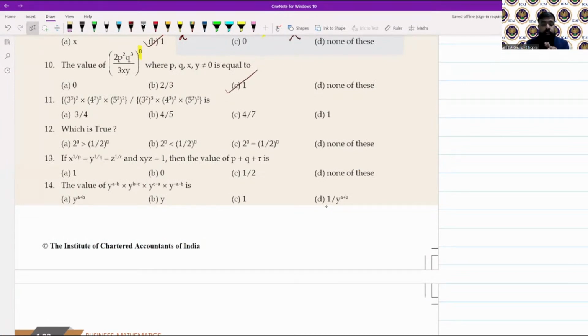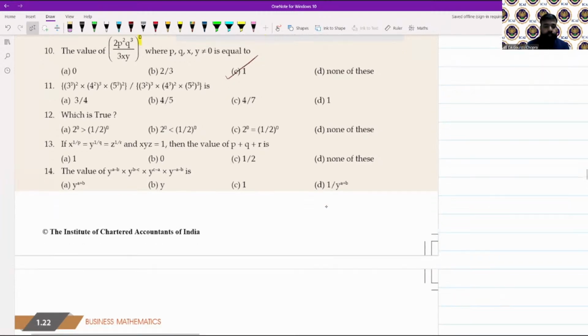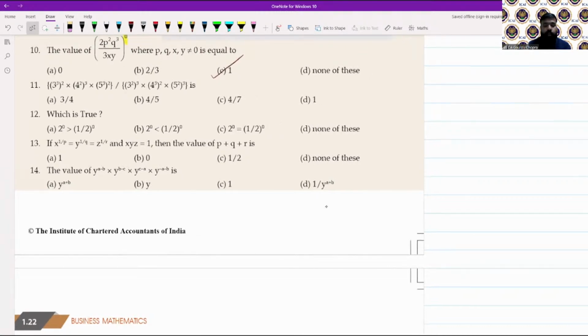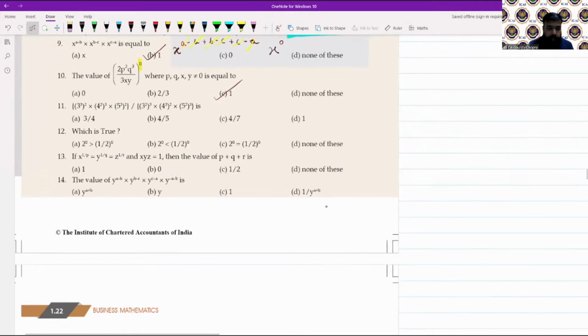Okay. So welcome back again. So now we have done till question number 10. Now it's time for question number 11. So question number 11 says 3 to the power of 3 then whole square. So let us write the question here. Question number 11.